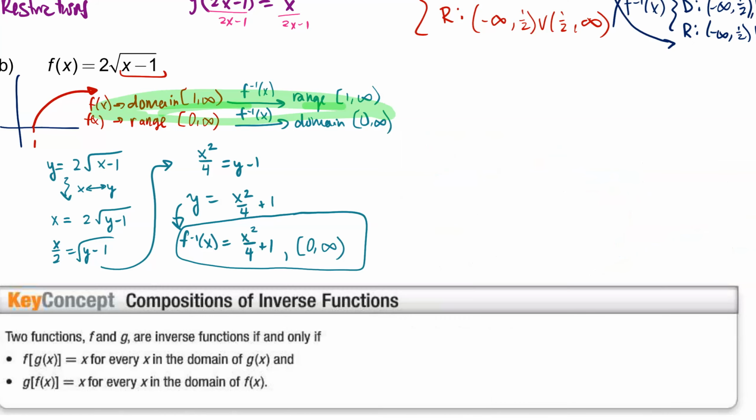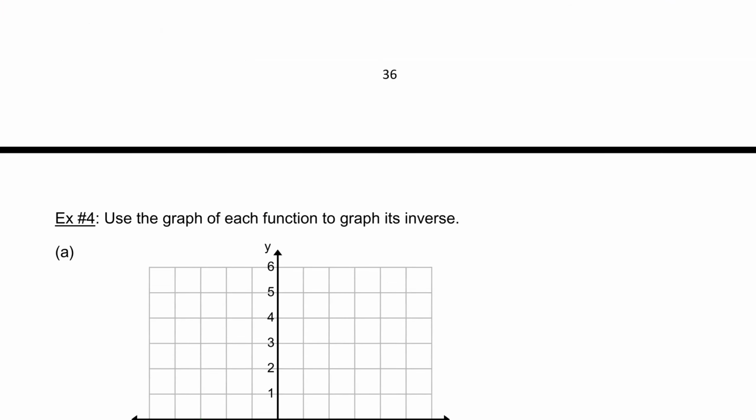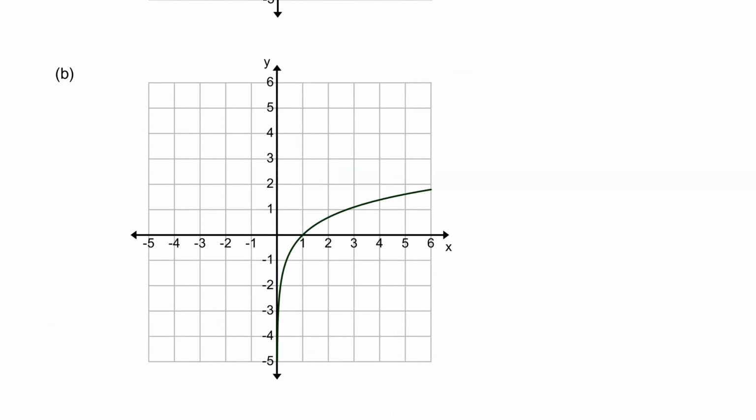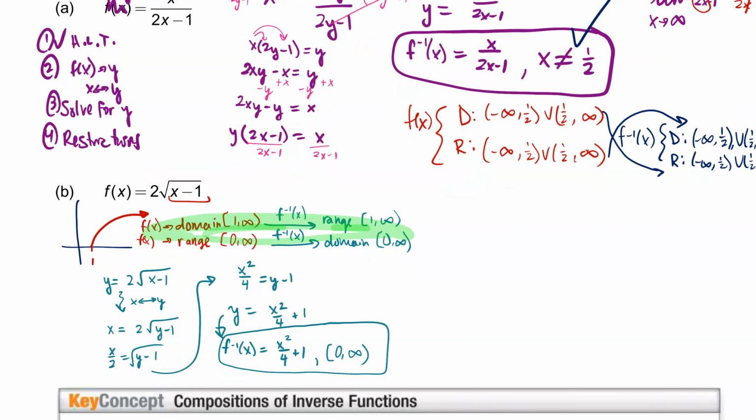Okay. So, show they are inverses of each other. Do I want to get to this one? Oh, we still have like 15 minutes. Let's do it. It's great. Do we have questions about this so far?